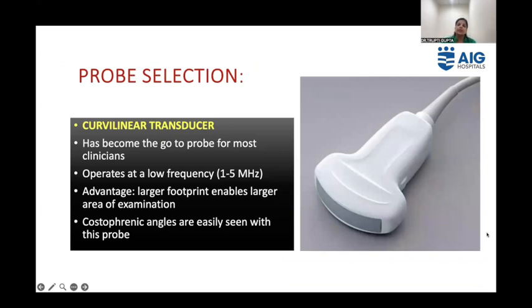So coming to probe selection, all three different types of probe, that is curvilinear, linear, and phased array probes, can be used. It depends on what area you're looking for. This one is a curvilinear probe. This is a low frequency probe. It has become the go-to probe for most clinicians. The advantage is the large footprint, so we get a larger area of examination, and even the costophrenic angles can be seen.